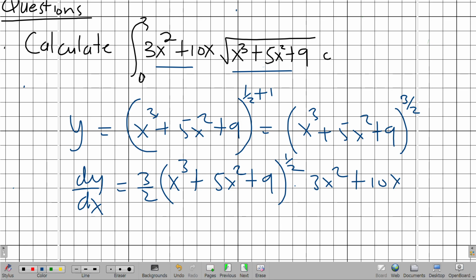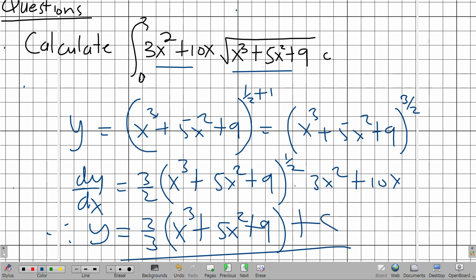And then if we check, do we have what we want? Yes, we have everything we want except the 3 over 2. So therefore, if that's the case, we need to cancel the 3 over 2. So our answer is just y is equal to 2 over 3 x cubed plus 5x squared plus 9 plus c by the reverse chain rule. All right.